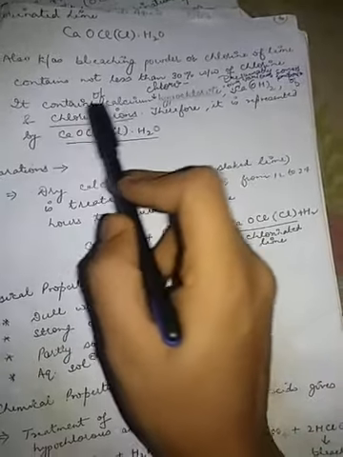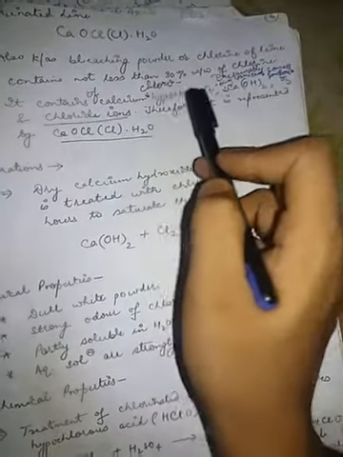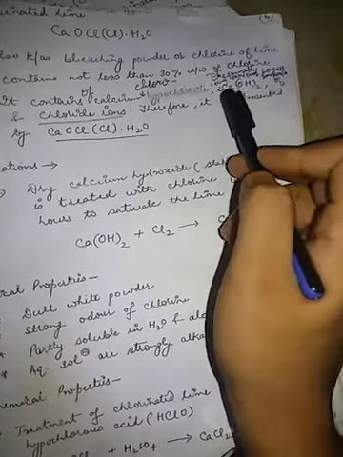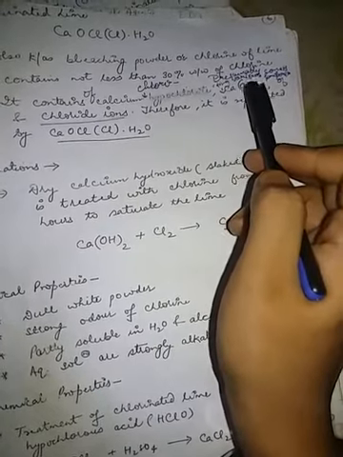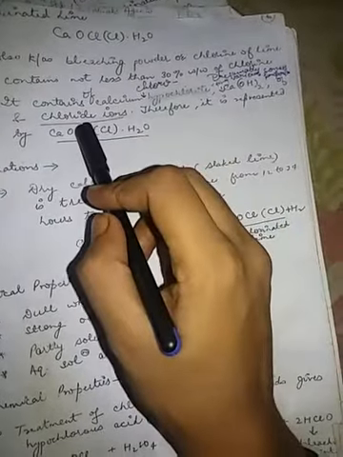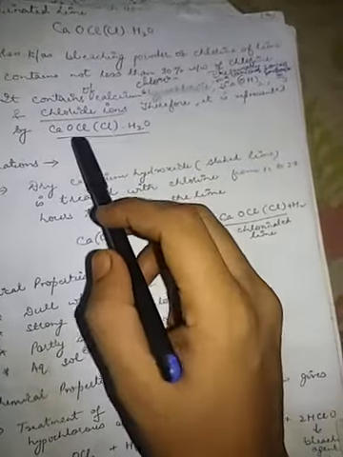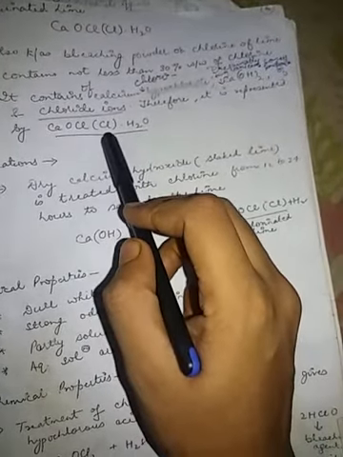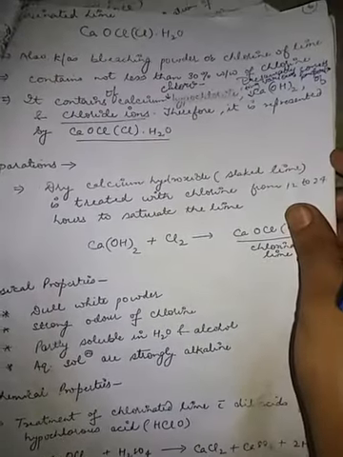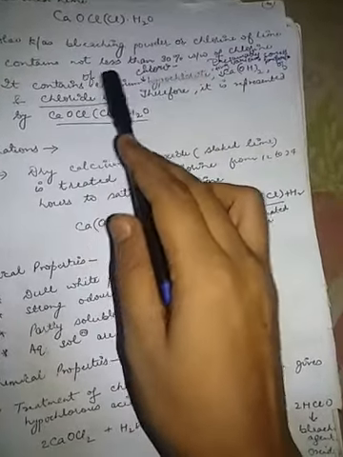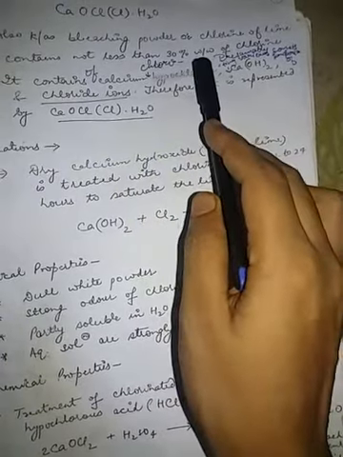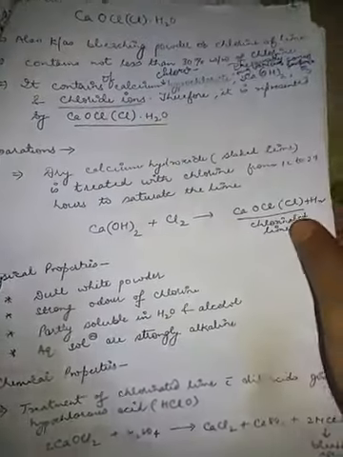It contains calcium hypochlorite, calcium hydroxide, which has the formula Ca(OH)2, and chloride ions. That's why it is represented by CaOCl.Cl.H2O. The important thing is the formula and the concentration, which is not less than 30% weight by weight of chlorine.